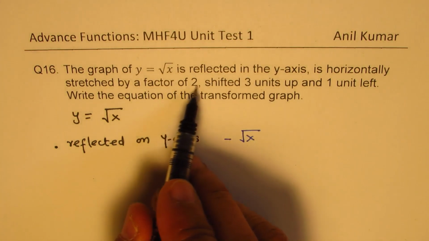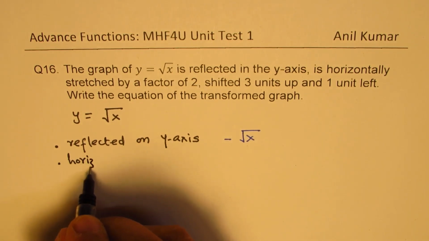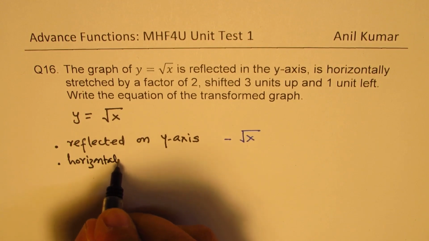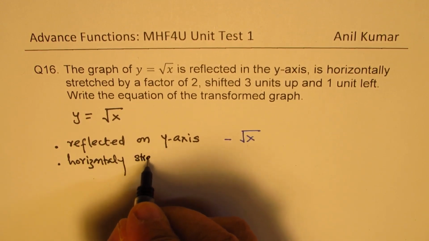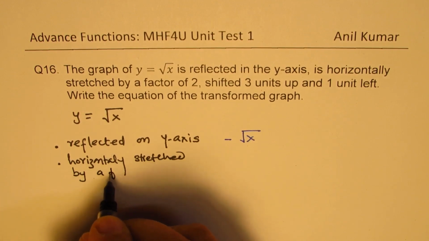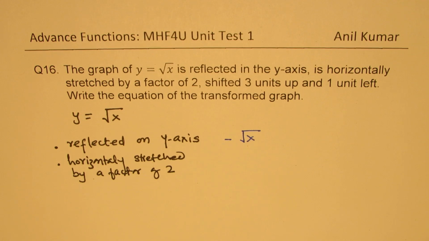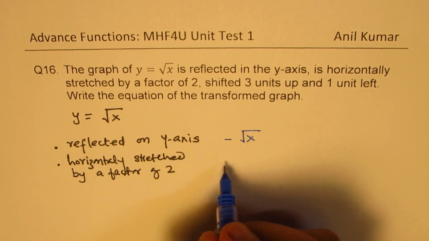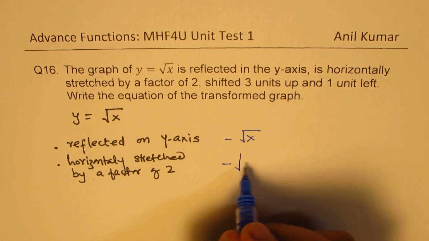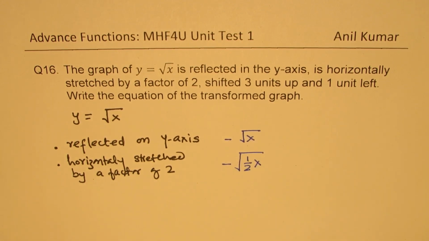Second is horizontally stretched by a factor of 2. That means inside this, right? So it becomes square root of half x. That's what it means, right?